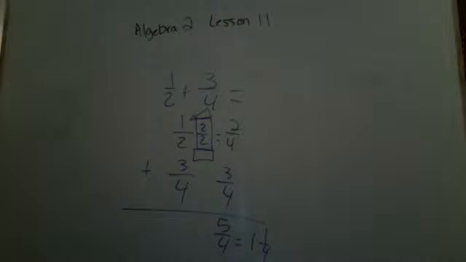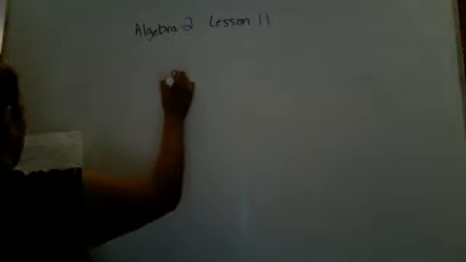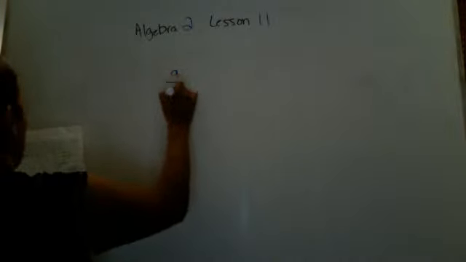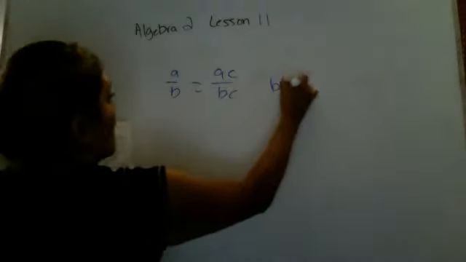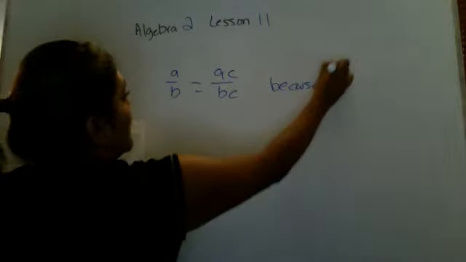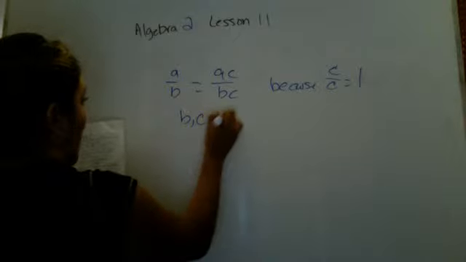And this is simply called the denominator rule. Basically, we can also say it's the fundamental principle of fractions, or the fundamental theorem of rational expressions when we add letters to it. So basically the denominator rule says if A over B is equal to AC over BC, because C over C equals 1, where B and C cannot equal 0.